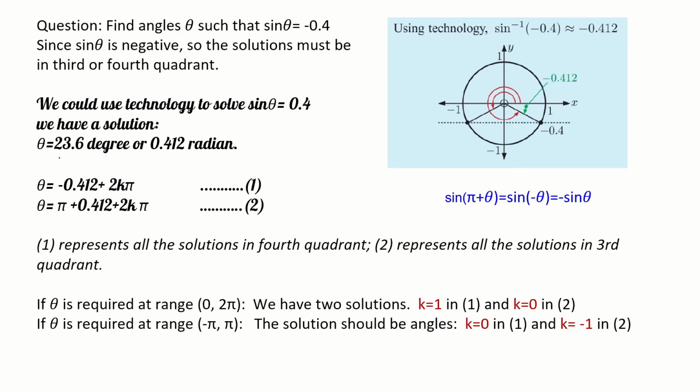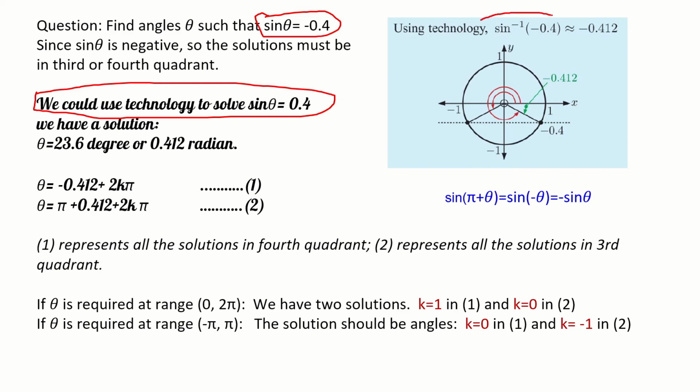Now, the next question is find angles theta such that sine theta is equal to negative 0.4. There's a small twist this time. You will use the calculator to find sine theta. However, I do not personally suggest that you use it to find the negative angle value. Don't enter arcsine of minus 0.4 in your calculator. Simply enter arcsine of 0.4 and get your 23.6 degrees or your 0.412 radian.